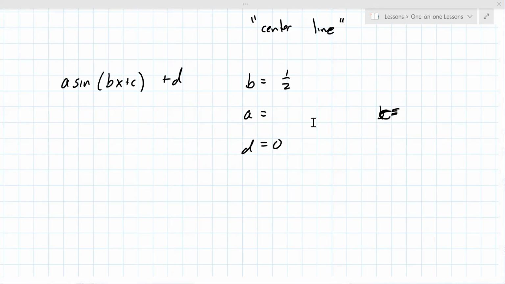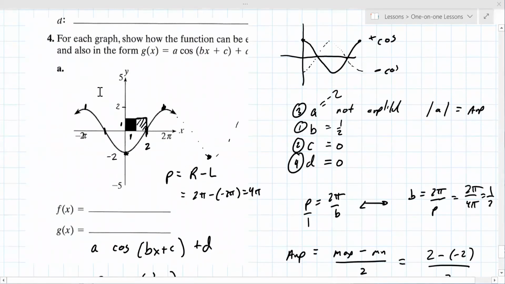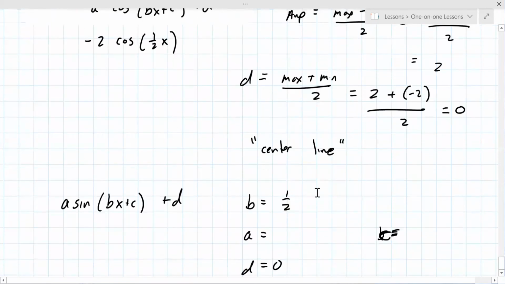Do you see how, if we see that it starts here, this goes up. So A is now positive, not negative, because it's not going down to start. It's a sine wave. If you can imagine this whole thing shifted over, it starts at the origin and goes up. So A is positive 2 this time.